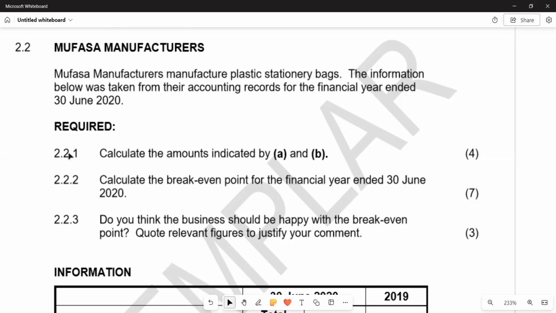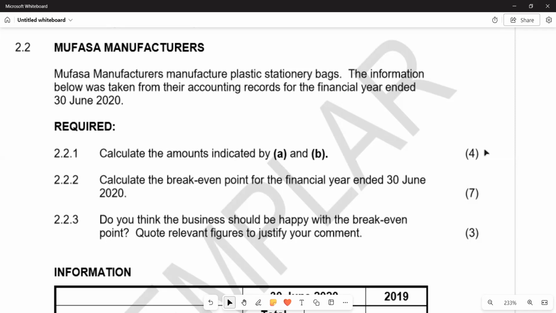On the required part, 2.2.1 reads: calculate the amounts indicated by A and B, and it has 4 marks. The second part: calculate the break-even point for the financial year ended 30 June 2020. And on the last part: do you think the business should be happy with the break-even point? Quote relevant figures to justify your comment, for 3 marks. So this is the question.